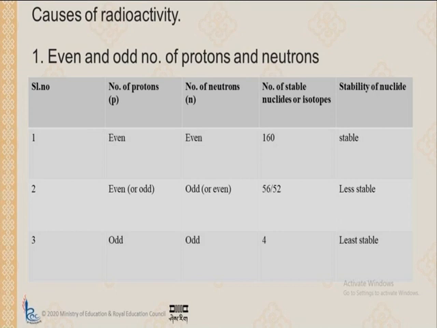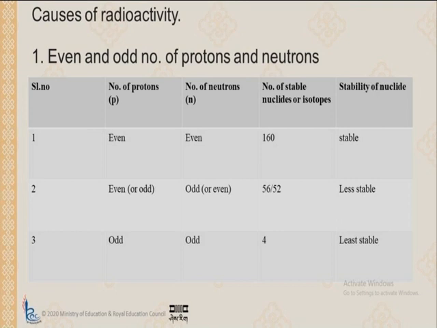Now we will move on to the causes of radioactivity. Number 1, even and odd number of protons and neutrons. So we have 3 categories here. First category, if the number of protons and number of neutrons are even, then the nucleus, or nuclide, is said to be stable.